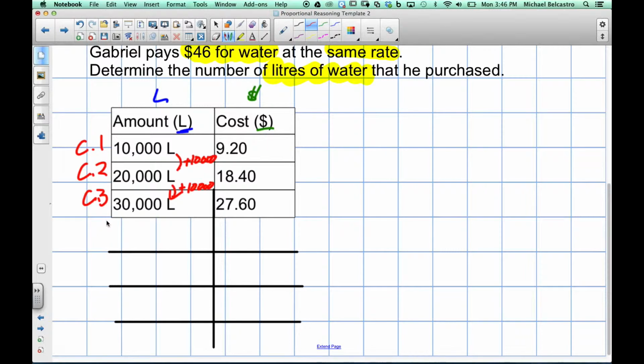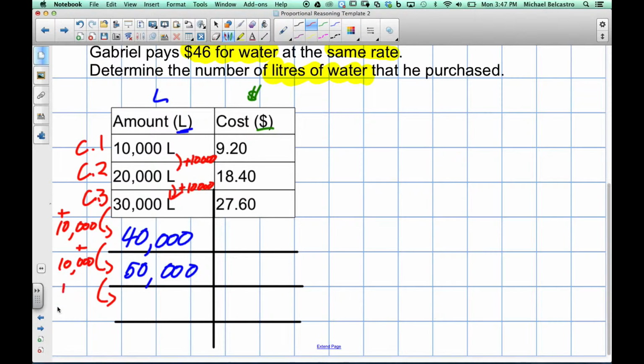So again by another 10,000. I'm going to write it on this side now. So let's increase by another 10,000. 30,000 plus 10,000 would give us, in liters, 40,000. Okay? We'll continue the table. We again increase by 10,000. That puts us at 50,000. And we increase it one more time by 10,000. That puts us at 60,000. Now what we're going to try to figure out, so I've increased the amount of liters.